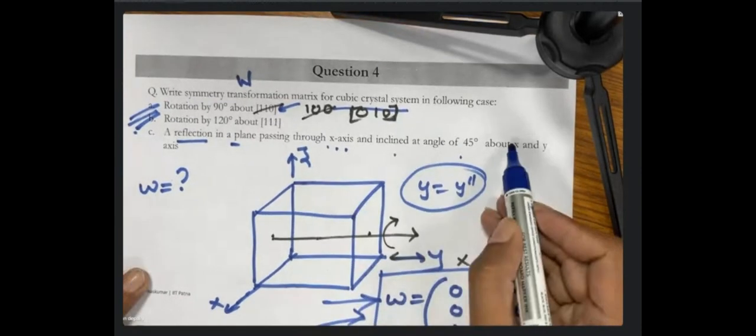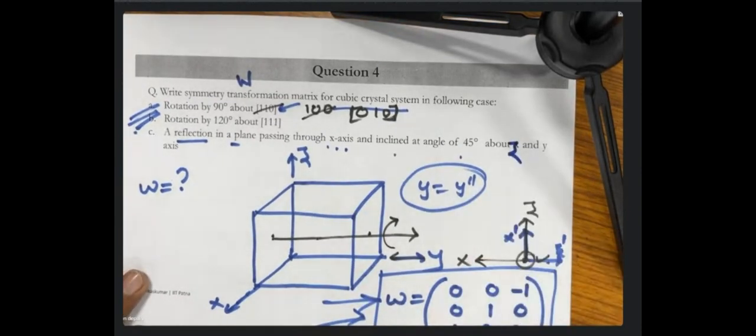It should be the typo, it should be the z and y-axis. Okay, so now let's try to solve it. The reflection in a plane passing through the x-axis.